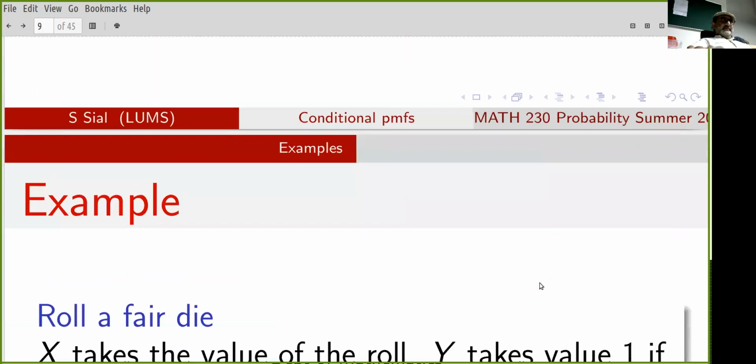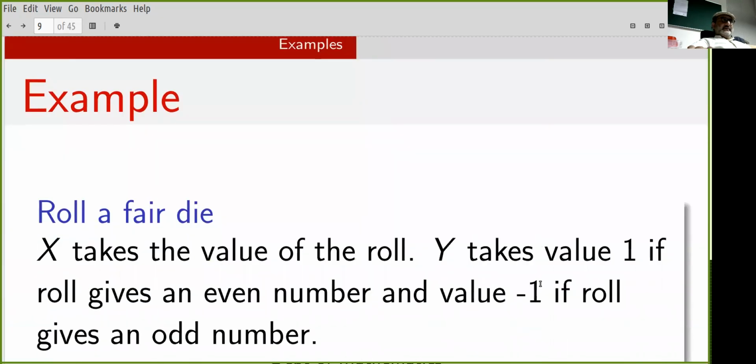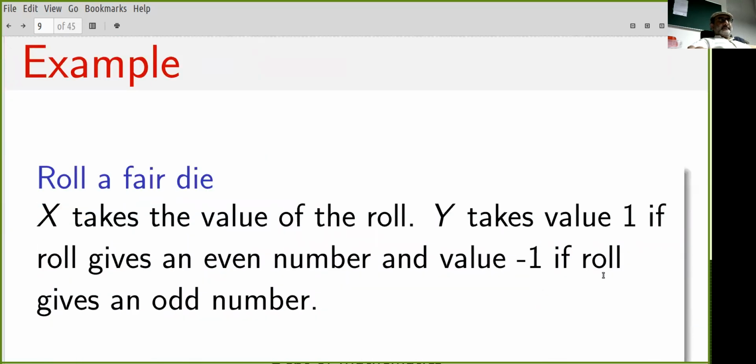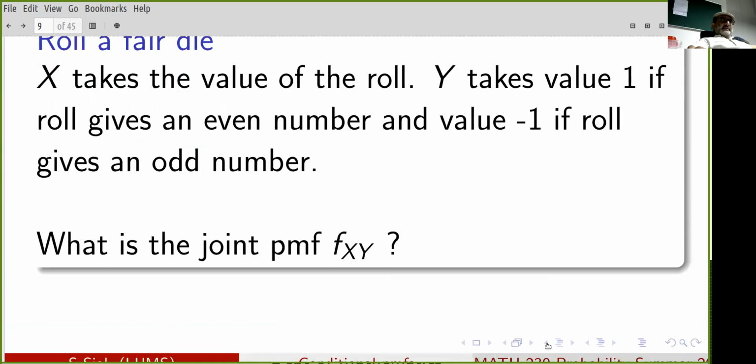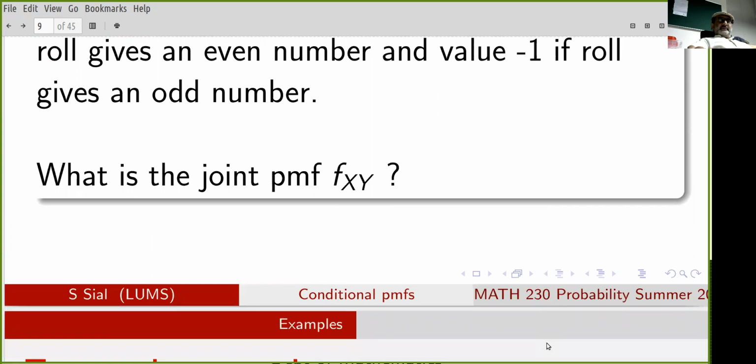Okay, so this is an example that we're going to use to illustrate some of the concepts. You roll a fair die, that's the experiment. The sample space is rolling a 1, 2, 3, 4, 5, 6. The random variable X takes the value of the roll, Y takes the value of 1 if the roll gives an even number, and it takes the value of -1 if the roll gives an odd number. As an exercise, let's construct the joint PMF for X and Y.